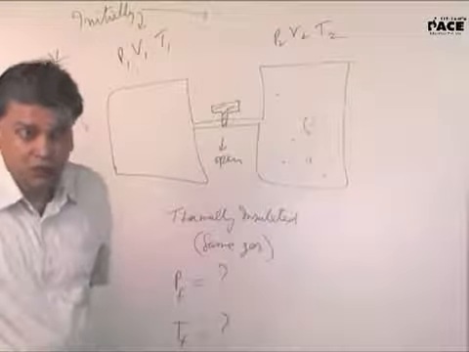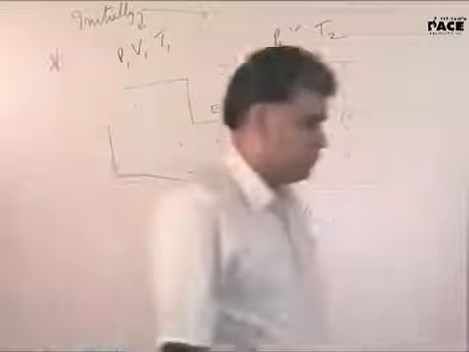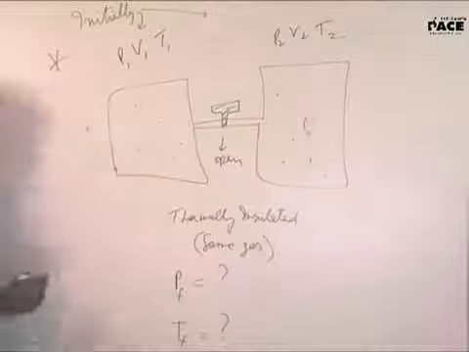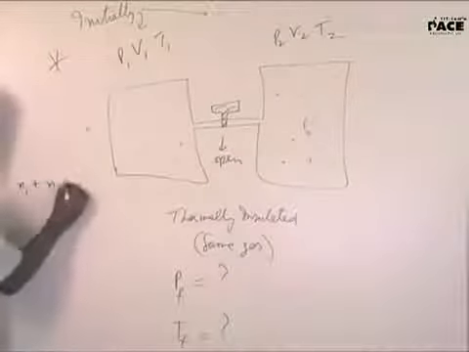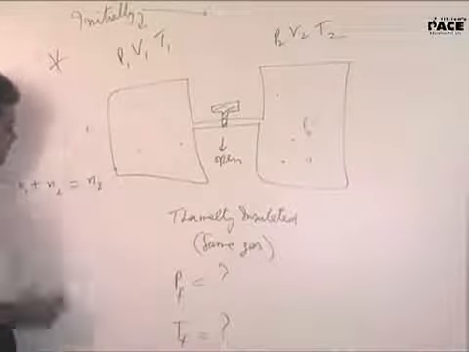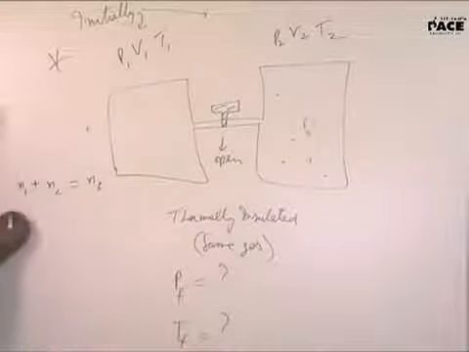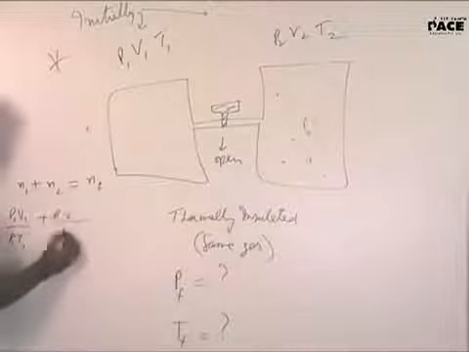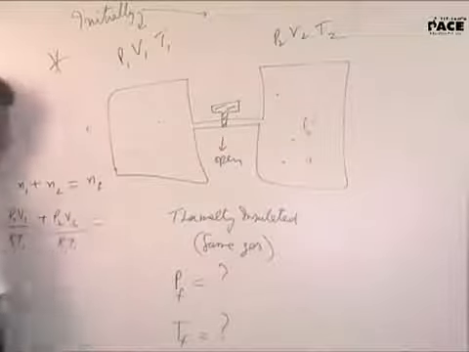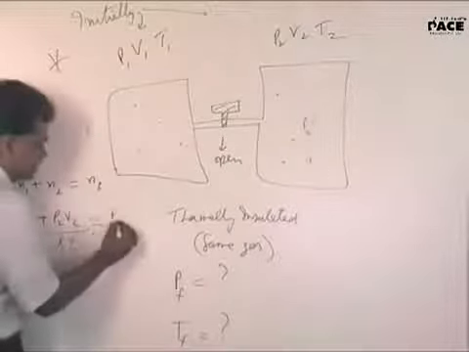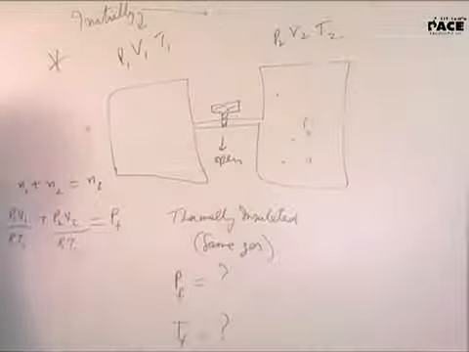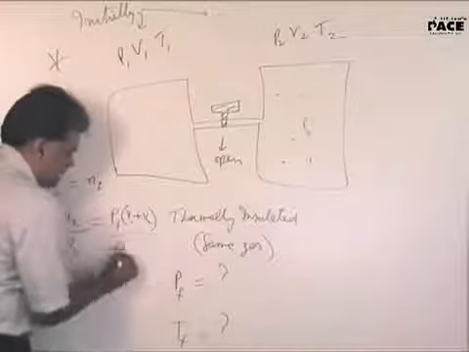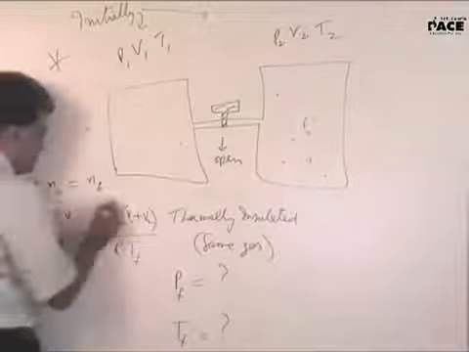Number of moles is constant. Yes, that's one equation. So I can write the number of moles being constant: N1 plus N2 is equal to N final. N1 will be P1 V1 by RT1, plus P2 V2 by RT2, equals P final times V final by R T final. What is V final? V1 plus V2, because the gas can move anywhere in both the vessels. So that's one equation we have got.